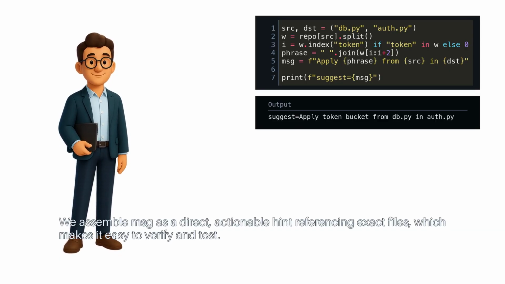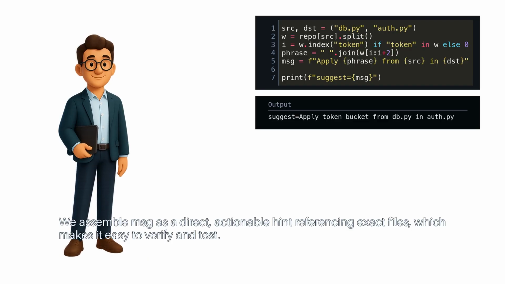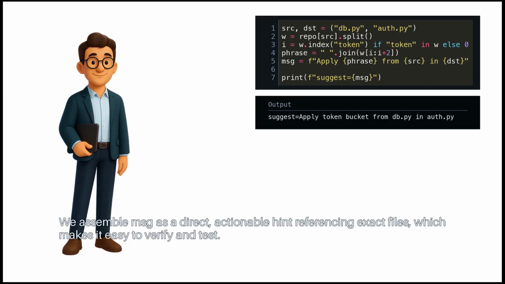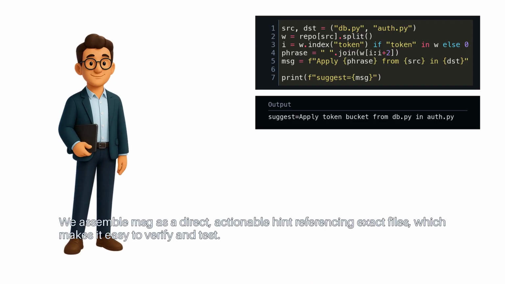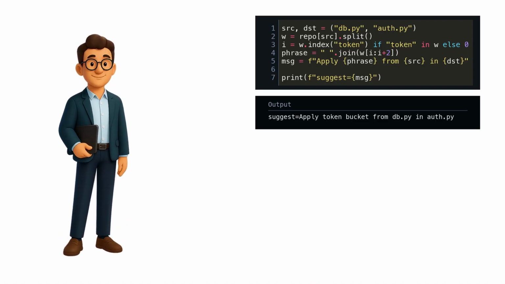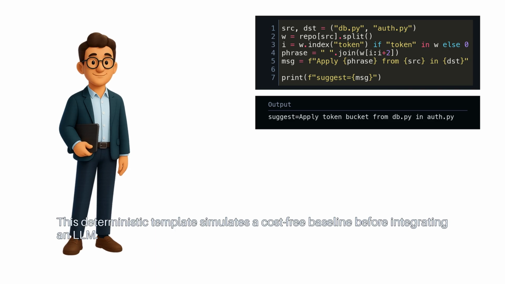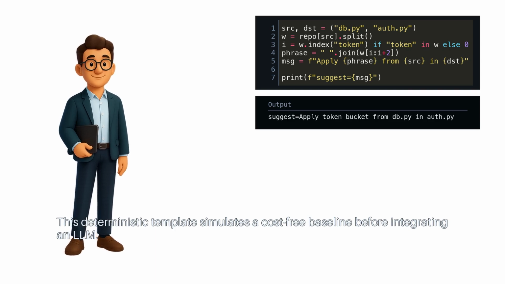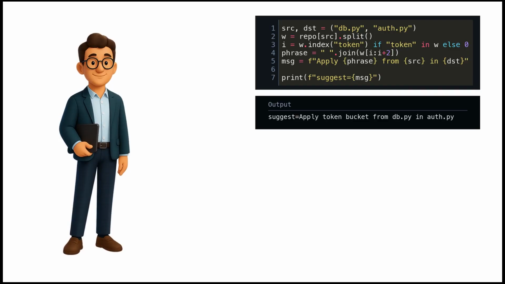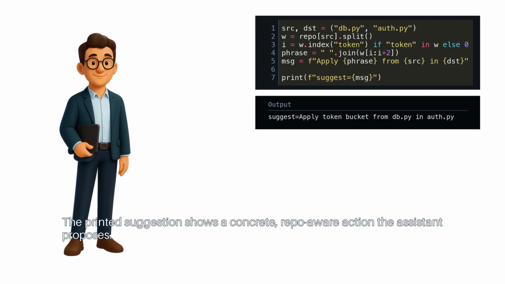We assemble MSG as a direct, actionable hint referencing exact files, which makes it easy to verify and test. This deterministic template simulates a cost-free baseline before integrating an LLM. The printed suggestion shows a concrete, repo-aware action the assistant proposes.